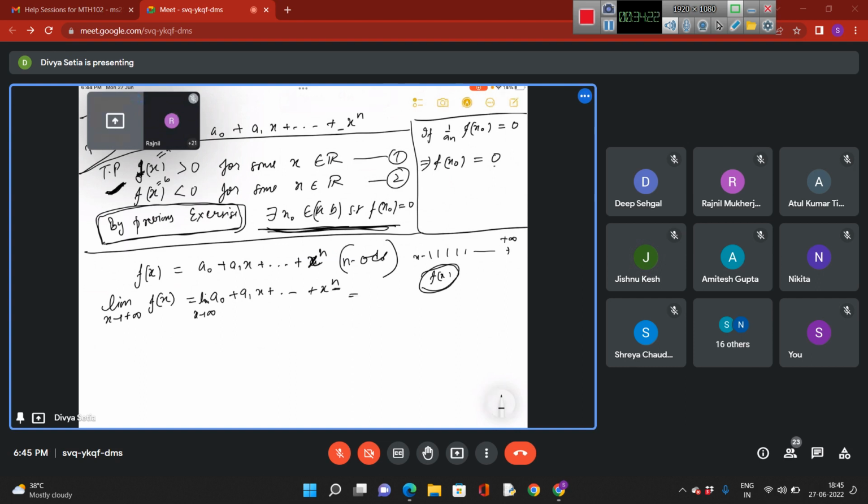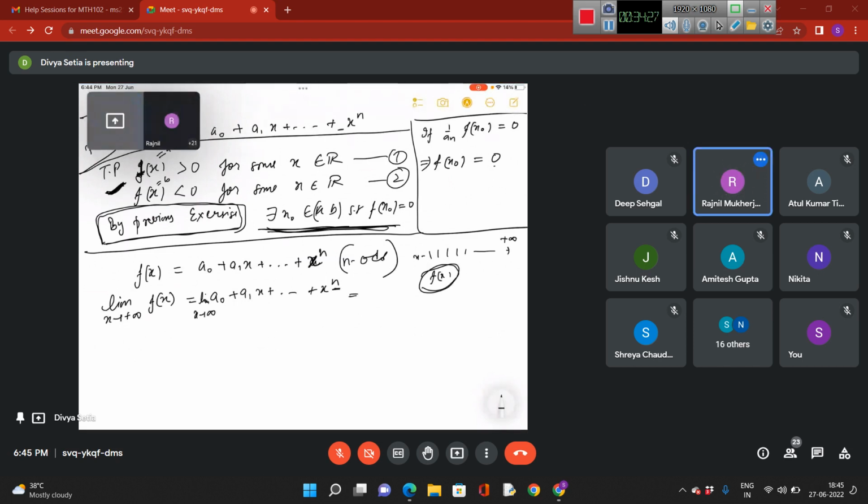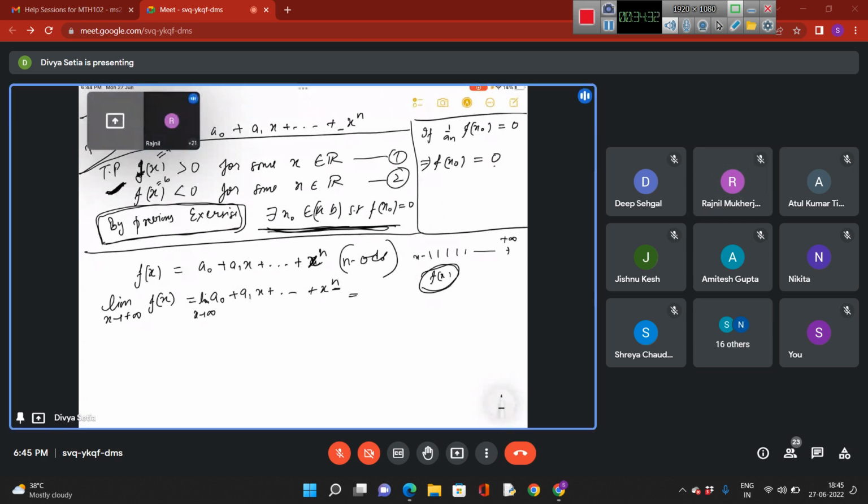So it should be, then f of x tends to plus infinity. Yes. This has to be plus infinity, right? If a polynomial is of this form, x cube plus x square plus 1, as x tends to plus infinity, f of x will tend to plus infinity, right? Because it's an odd degree. But if x tends to minus infinity, what will happen?